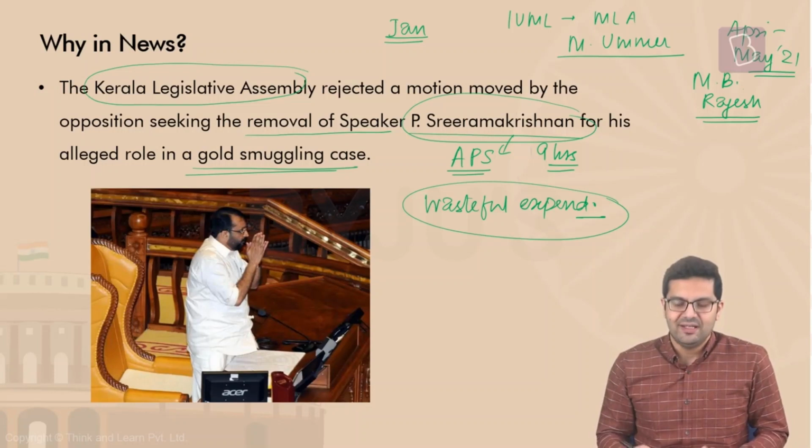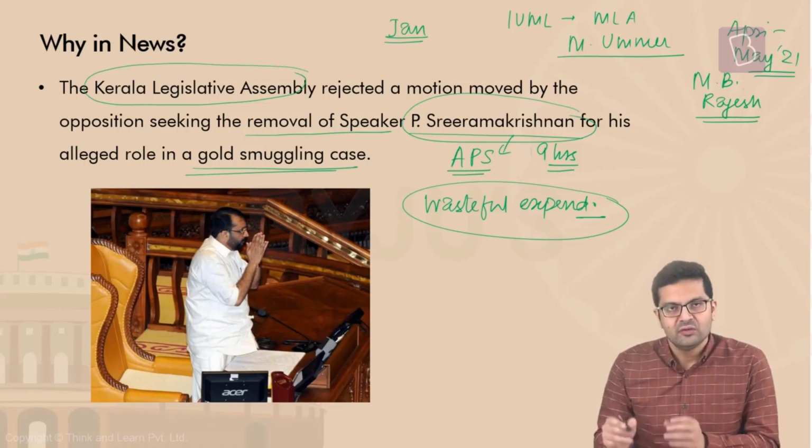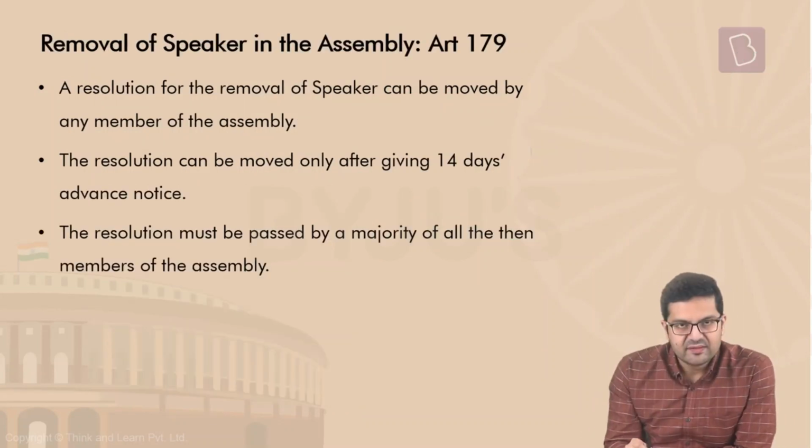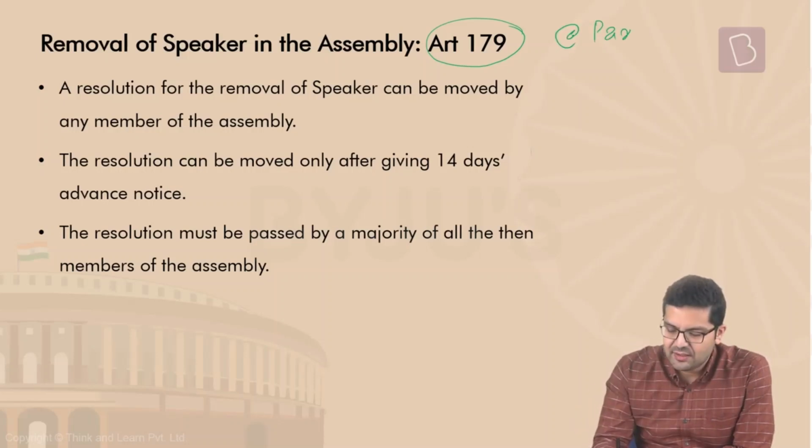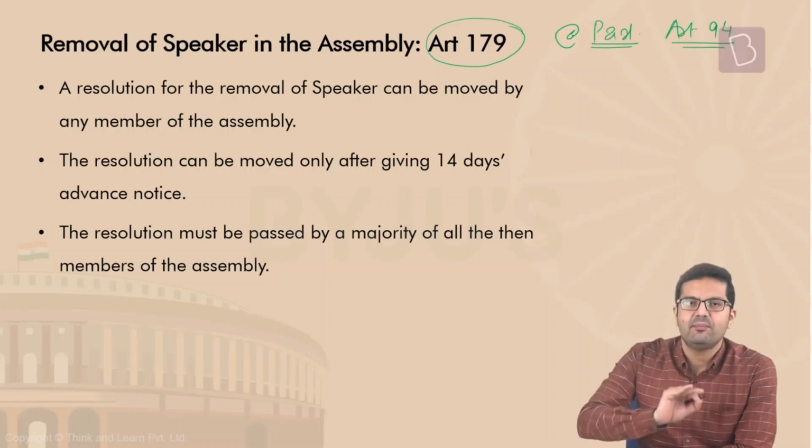Now for us, what becomes important is the background. How do you remove a speaker? What are the conditions involved? So let's see those conditions. As far as the removal of the speaker in the assembly is concerned, the provisions are mentioned under Article 179, and these provisions are exactly the same as those at the parliamentary level under Article 90. Exact same provisions. So what are the provisions?